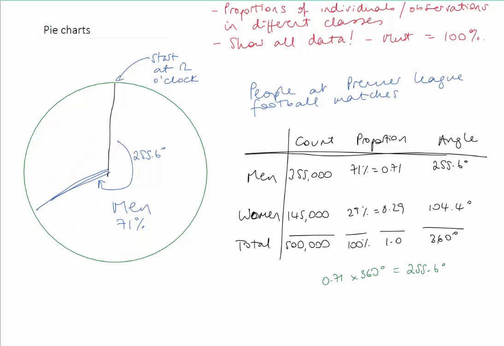And then the angle here is 104.4 degrees. That's right, so that's a bit more than 90 degrees, which is a right angle. And these are the women, and there are 29% of them. So this gives us a general idea of the proportions of people in the two different classes that are attending the football matches.